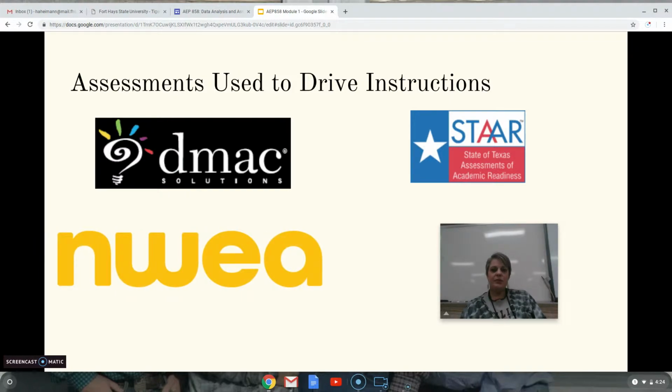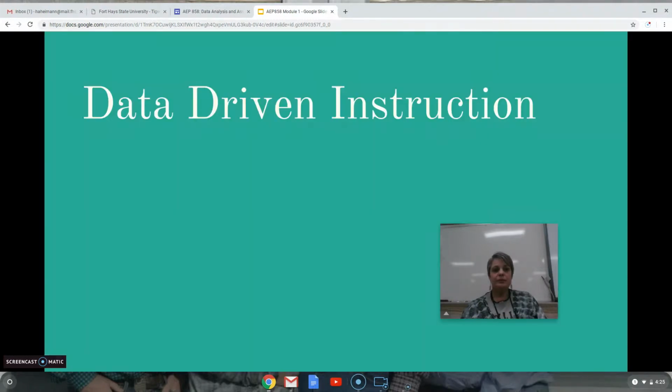We also use NWEA 3 times a year to benchmark our students just to see where they're at and where they're gaining or if they're losing. And we use that information to decide, is more remediation needed, or, what are we looking at with these students as far as if they're on level or not.